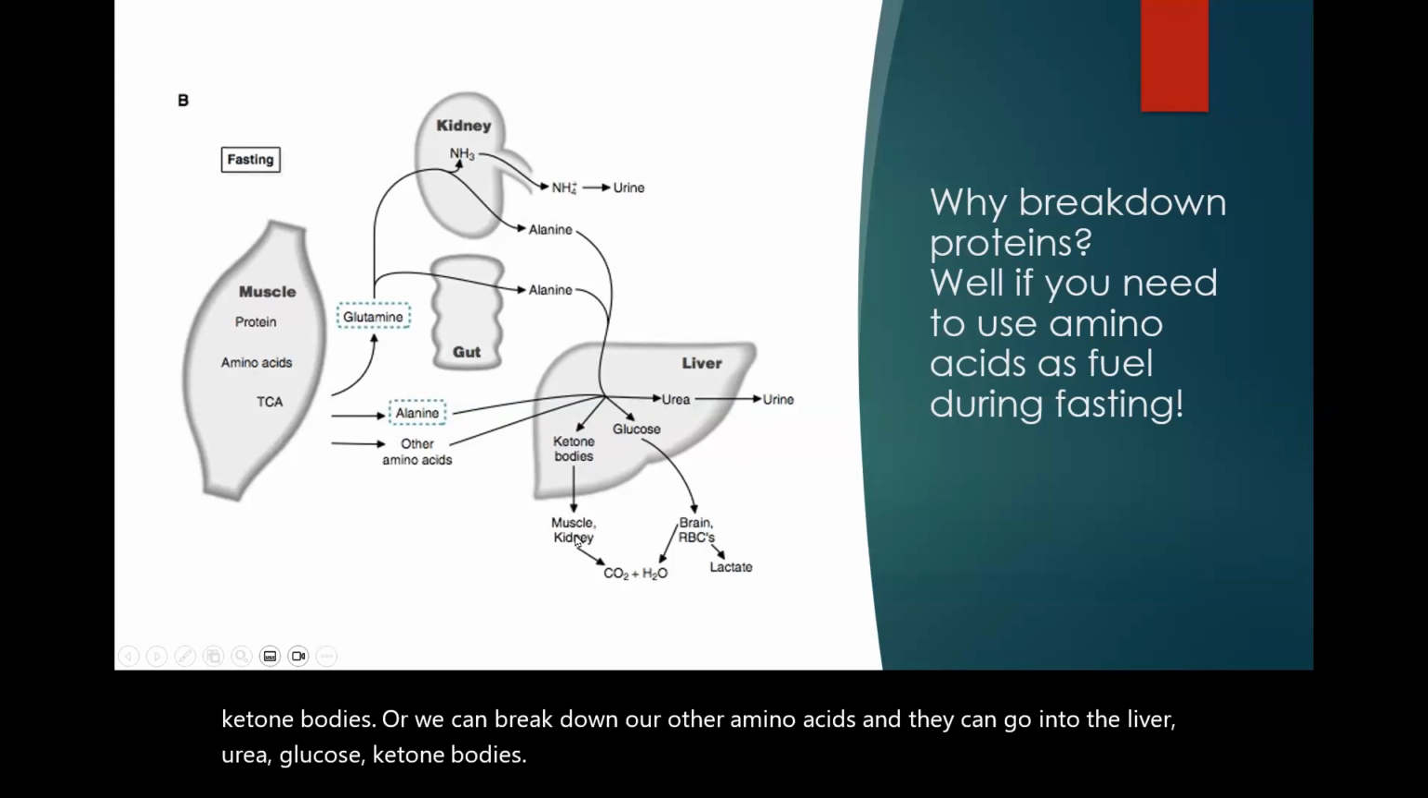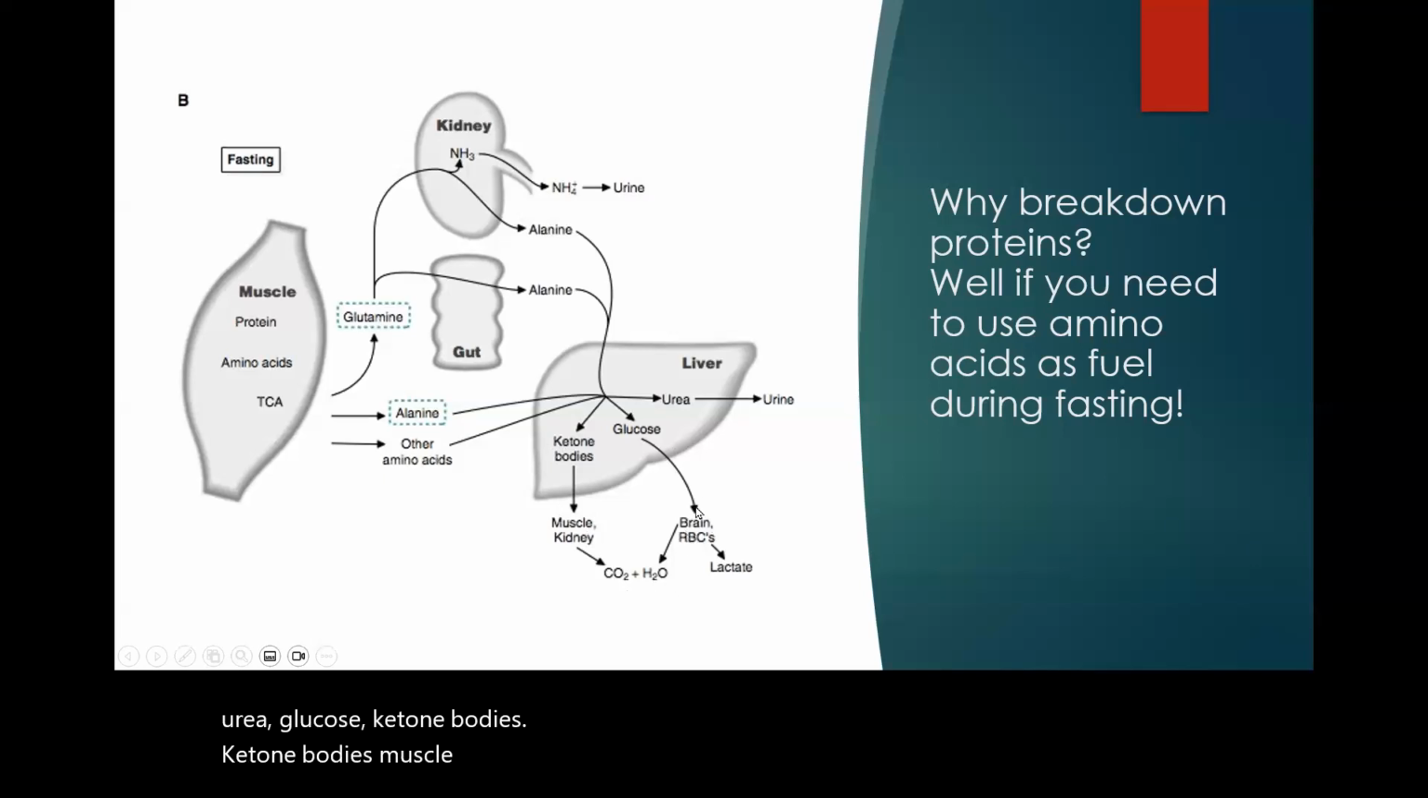Ketone bodies go to muscle and kidney, glucose goes to the brain and red blood cells, and urea is excreted.